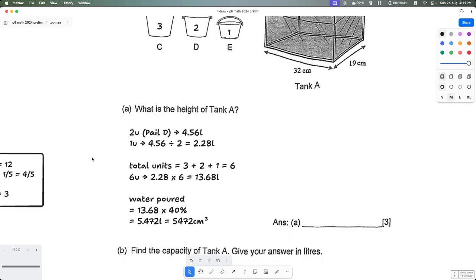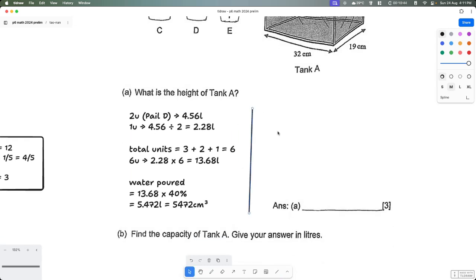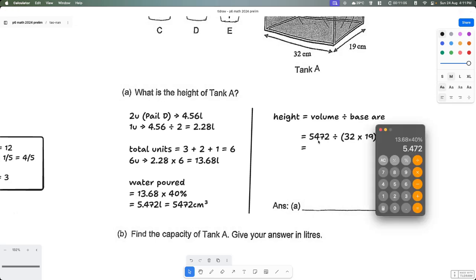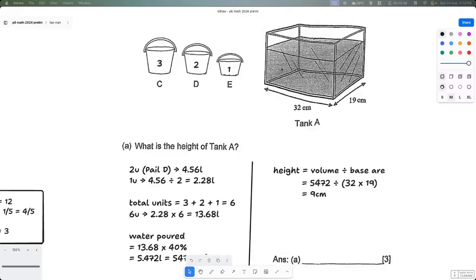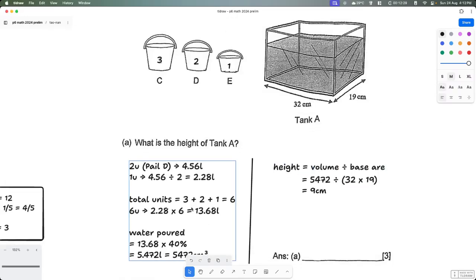All right, so what's the height? Height is equal to volume divided by base area. Over here, this is 5472 divided by the base area, which is 32 times 19. 32 times 19 is equal to 608. So 5472 divided by 608 is 9. So 9 centimeters is the height of the water.